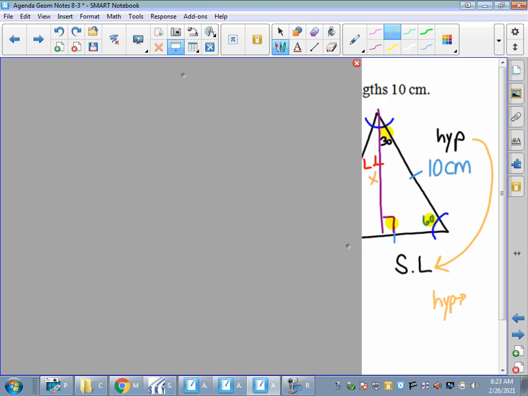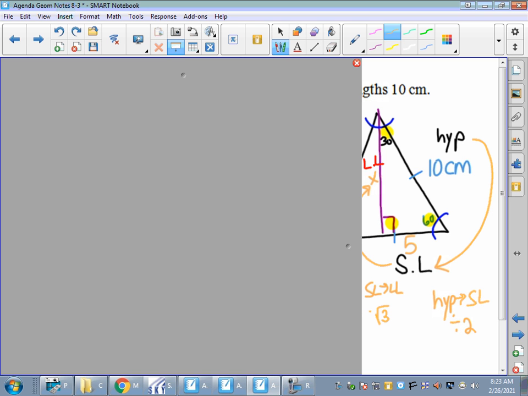Hypotenuse to short leg. This was the one I like the best. Divide by 2. So what is the short leg? It's got to be 5, right? 10 divided by 2. So easy peasy, I got to that short leg. Now I need to go from the short leg to the long leg. Short leg to long leg. Now I can multiply by a square root of 3.